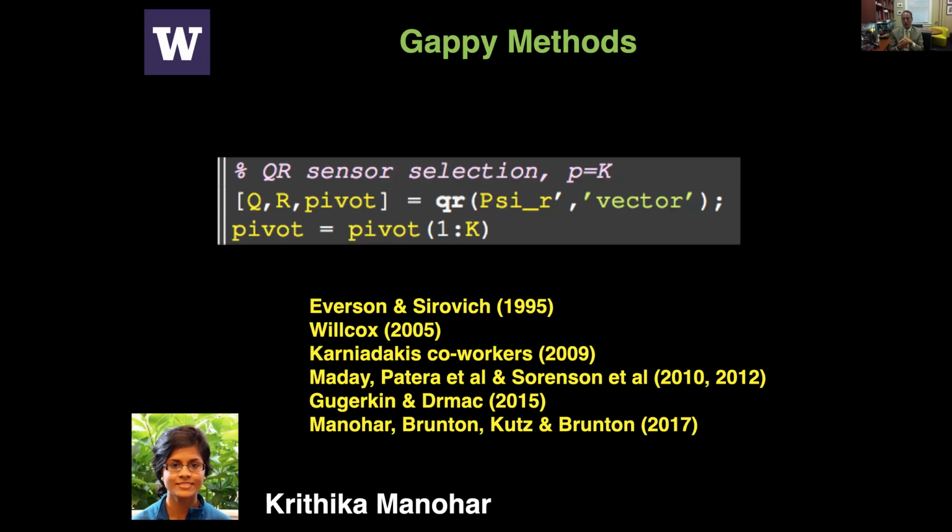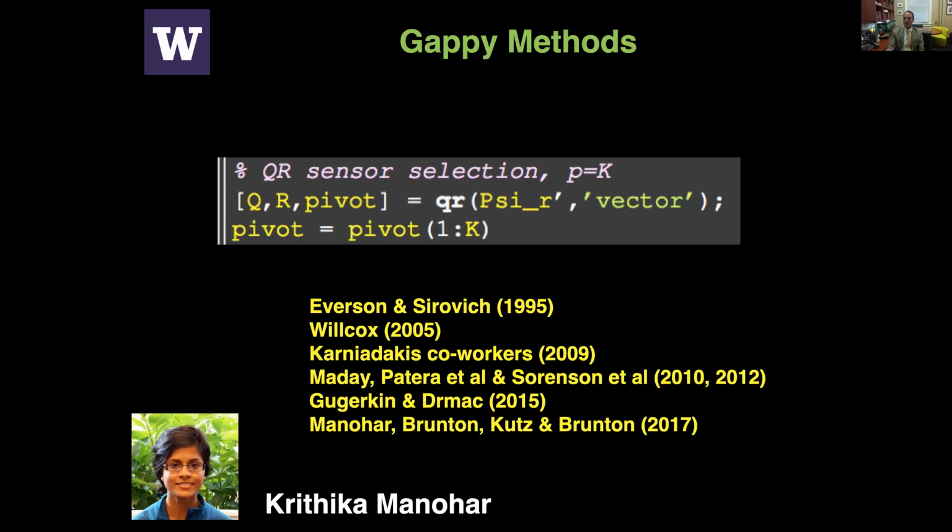And one of the interesting methods to do this is this QR sensor selection. This is with Krithika Manohar. And all this does is take your data and look to see which columns of the data have the highest variance, and put sensors there. So you arrange the data, that's how the QR is arranged, and it gives you the pivot points. In other words, QR pivoting tells you which points of the data have the maximal variance, and that's where it drops sensors for pulling out important features of the data.